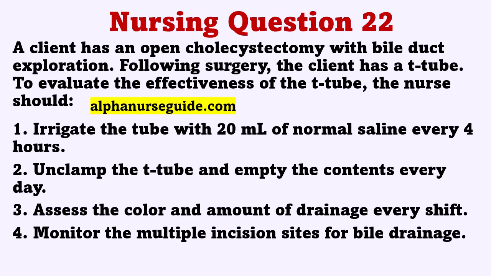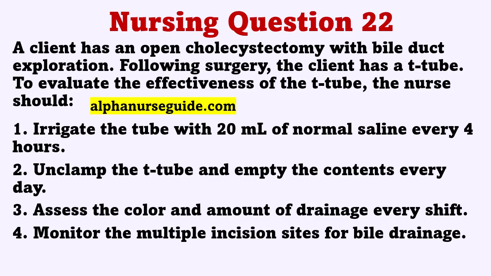A client has an open cholecystectomy with bile duct exploration. Following surgery, the client has a T-tube. To evaluate the effectiveness of the T-tube, the nurse should 1. Irrigate the tube with 20 ml of normal saline every 4 hours. 2. Unclamp the T-tube and empty the contents every day. 3. Assess the color and amount of drainage every shift. 4. Monitor the multiple incision sites for bile drainage.